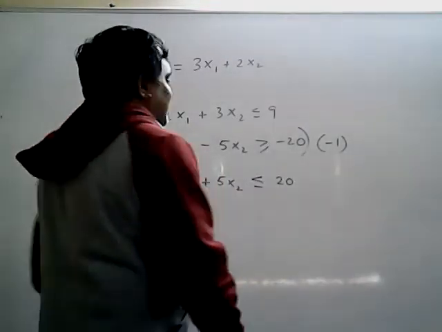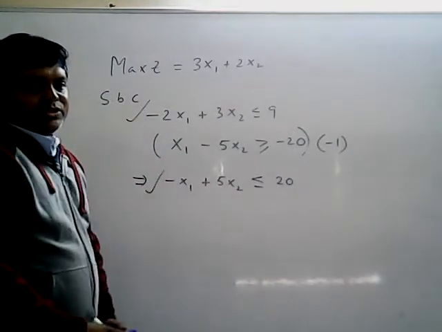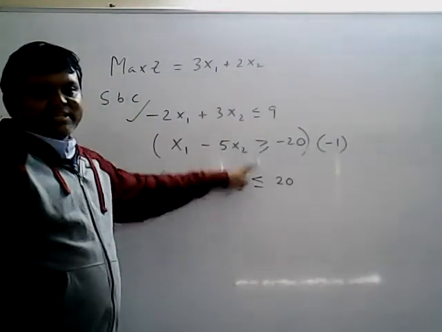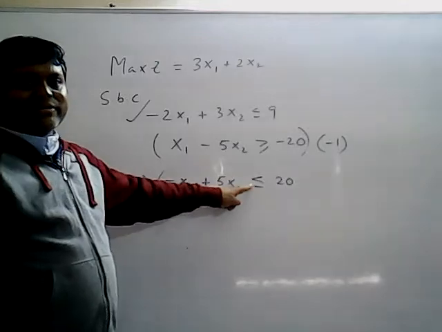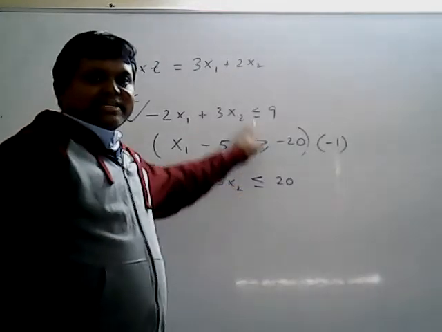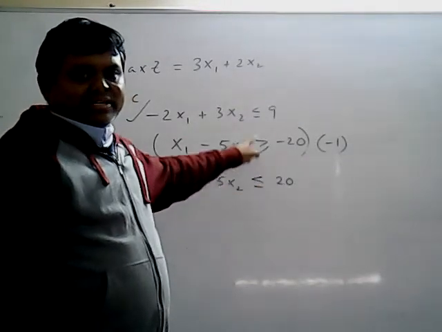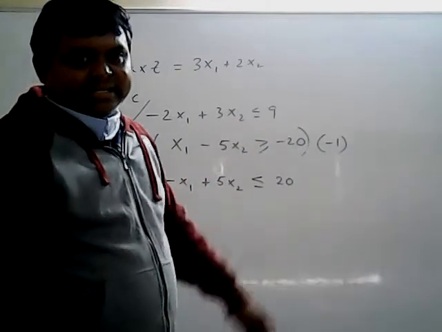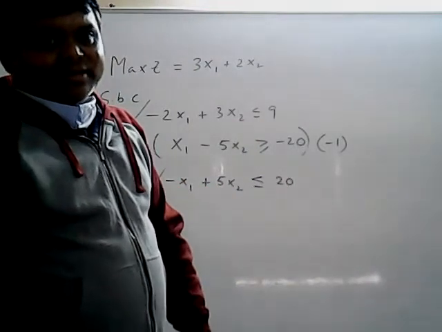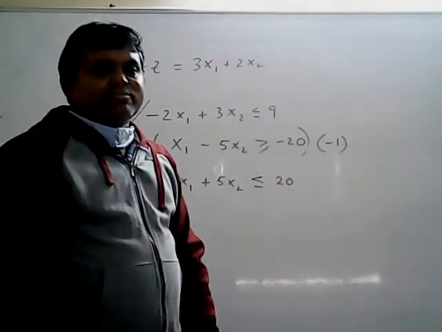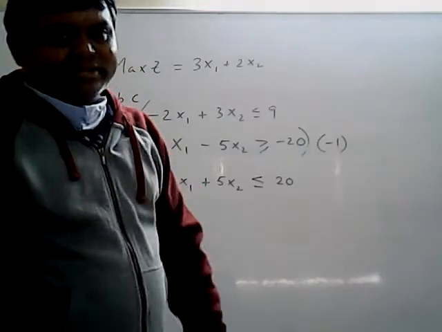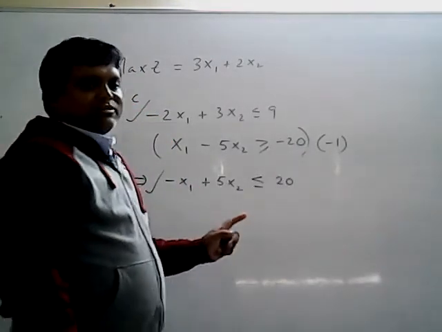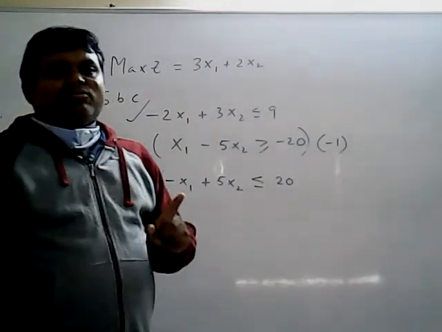Step number 3 is nothing but you have to make these inequalities into equalities. So how will you make these inequalities into equalities? By introducing slack and/or surplus variables. Slack variables are used only for less than or equal type constraints, and surplus variables are required only for greater than or equal type constraints.